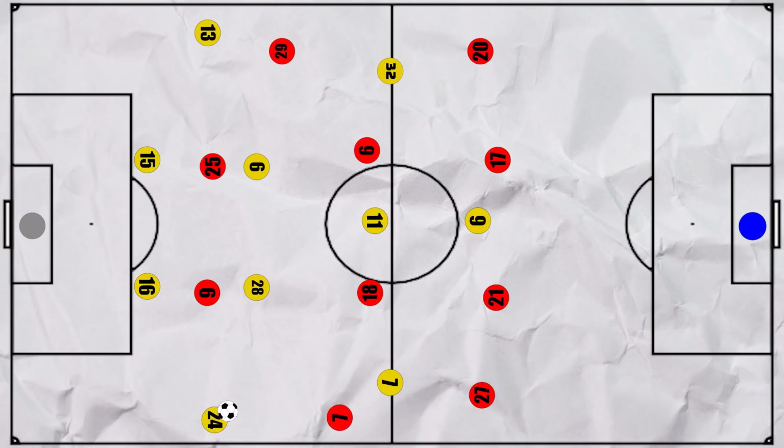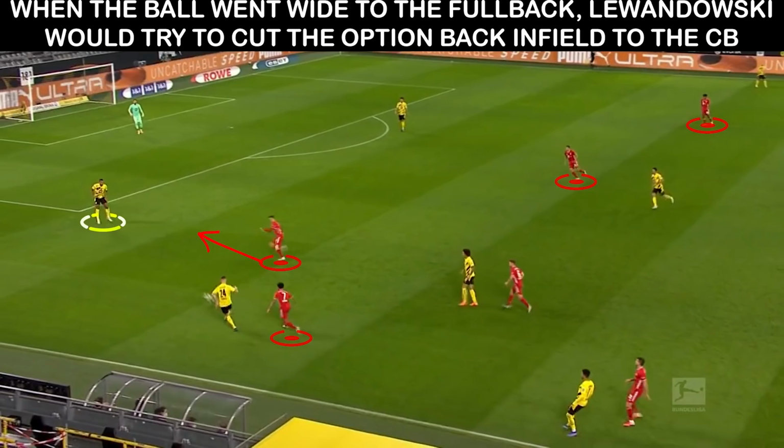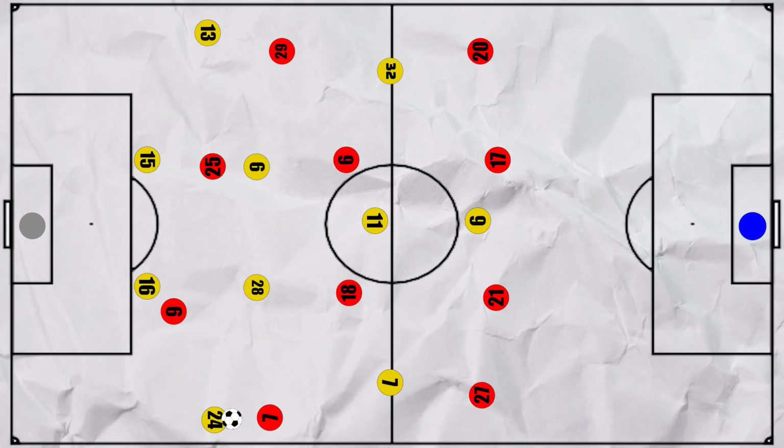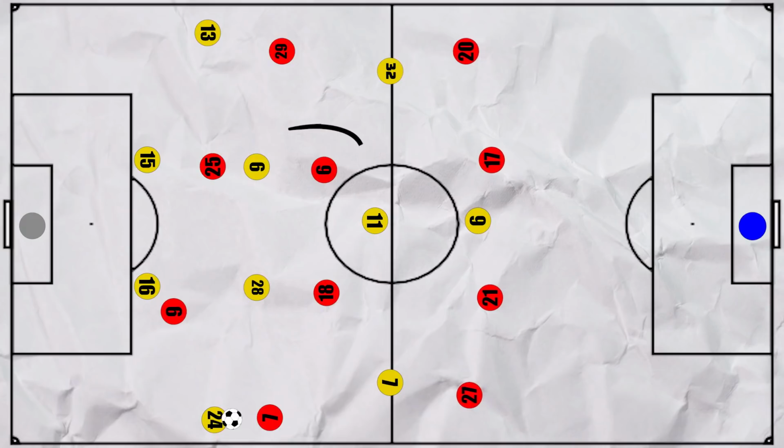They would look to filter the ball to the fullback, and Lewandowski would then look to cut off the options back into the centre-back and try to force them long. And Bayern, for the most part, would back up the press with their midfielders, trying to prevent the ball into the midfield, and their backline would push higher up the pitch as a result.